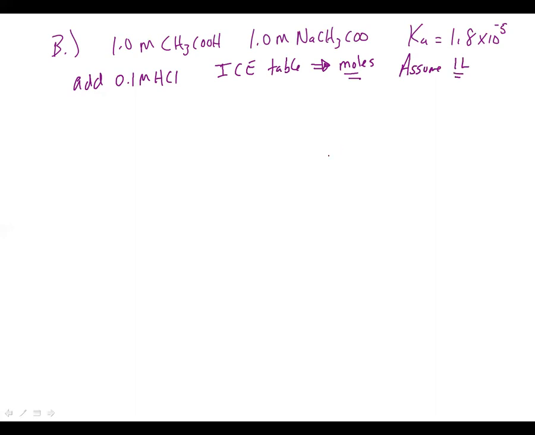So let's start with what happens when we do this. We're going to get a reaction. We're adding HCl, which is a strong acid. Again, we have an acid part of our buffer, and we have a base part of our buffer. So when we add HCl, which is an acid, it is going to react with the base part of the buffer, which is our sodium acetate.